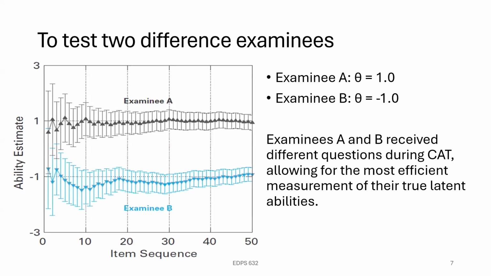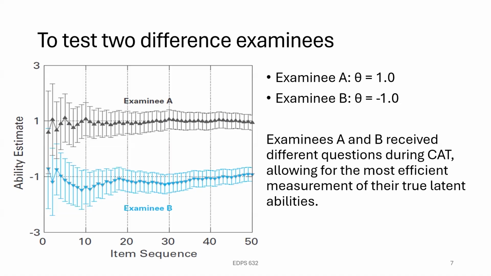And here I give you a very simple example. In this example, we have two examinees, A and B. Examinee A's ability is 1.0. And we assume math ability follows a normal distribution centered at 0 with 1 standard deviation. Let's assume this. And the other examinee, B, has lower ability, negative 1.0. Then the two examinees will be tested at the same time through CAT.